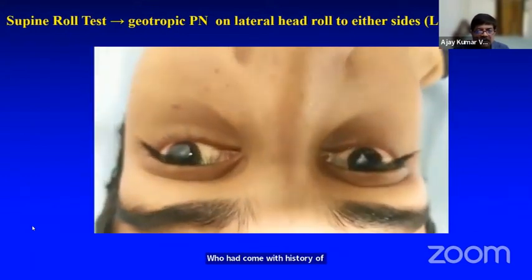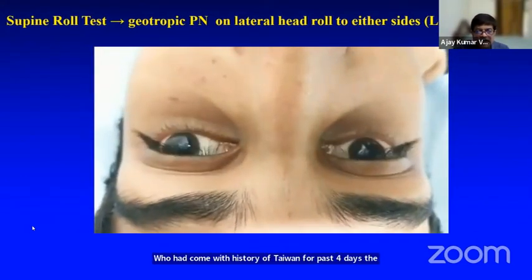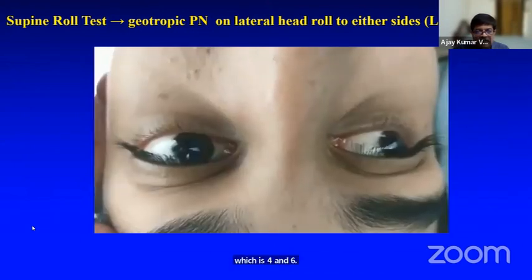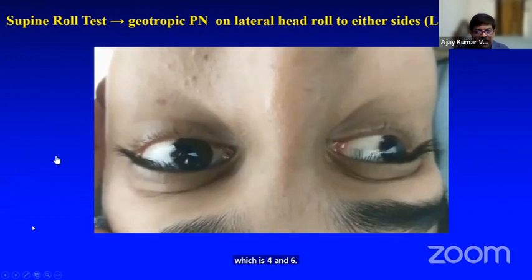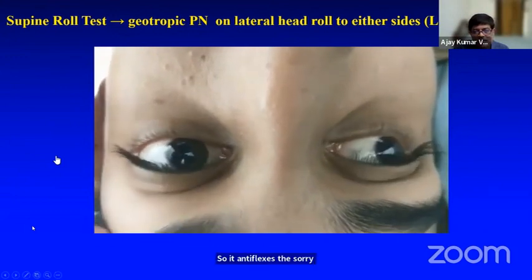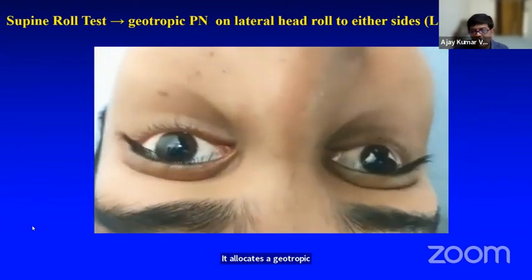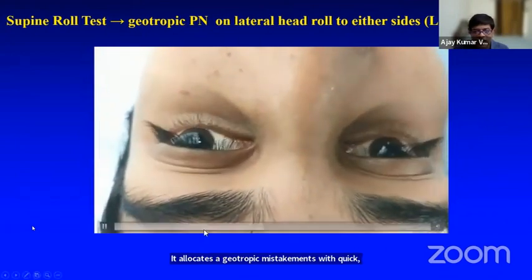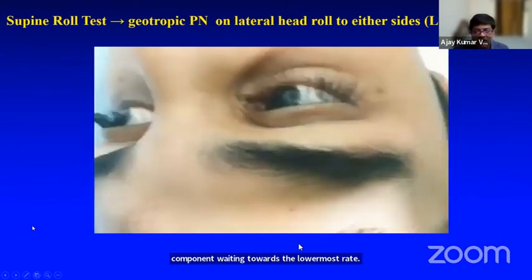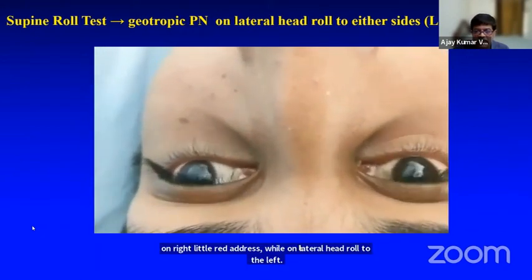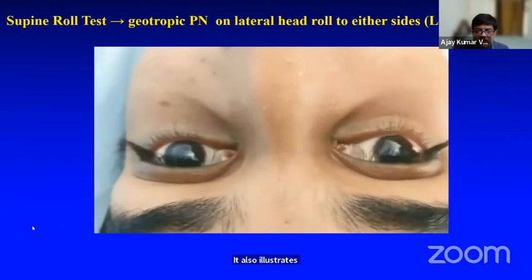The supine roll test: his head is landing on a pillow which is 4 inches thick, so it anteflexes the cervical spine. On lateral head roll to the right, it elicits a geotropic nystagmus with the quick component beating towards the lowermost right ear. While on lateral head roll to the left, it also elicits a similar nystagmus, geotropic, with the quick component beating towards the lowermost left ear.